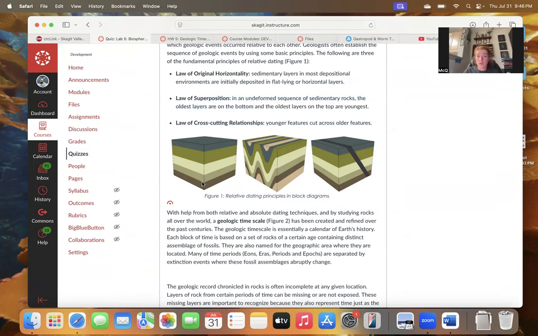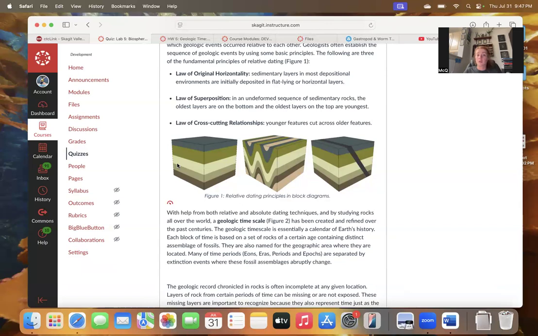So the law of original horizontality, I know I talked about that in the lecture, but let's recap real quick. It essentially states that sedimentary rock is deposited as a horizontal layer, right? It's not going to be deposited as waves. It's not deposited as a slanted slope. It's always deposited horizontally, and that has to do with gravity. It's going to be deposited nicely in a horizontal way, like this first block here.